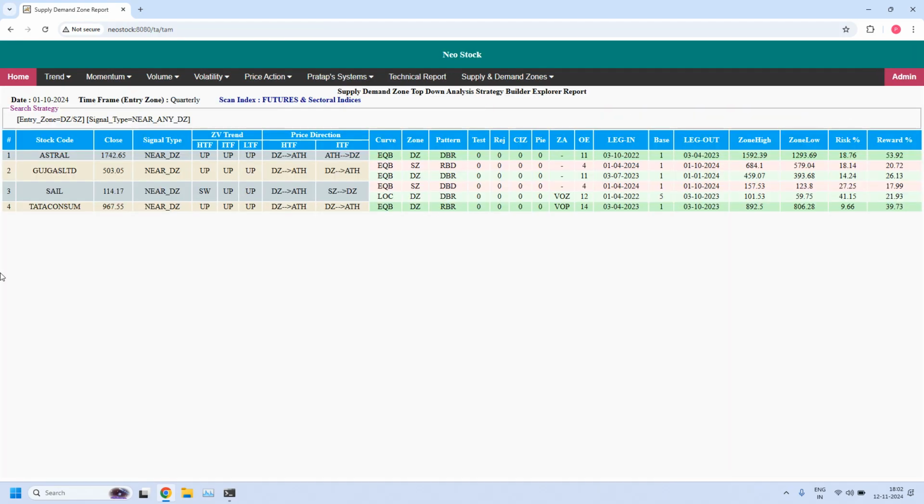4 stocks are filtered. I'm giving you only few seconds time to watch the report. I request you pause the video, study the report, and then you can proceed further. If you don't know how to study the report, I request you complete our training lesson 21.1. In that video, I explained each and every column, their values, abbreviations in detail.